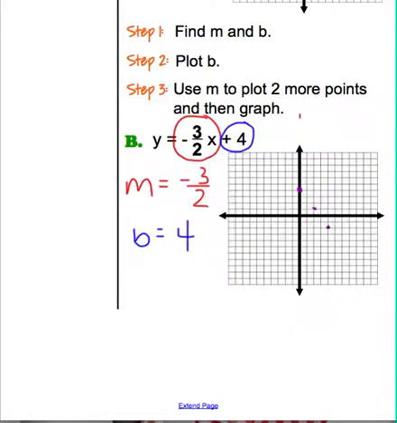I apologize. And put my arrowheads on my ends so I recognize that it is a line.